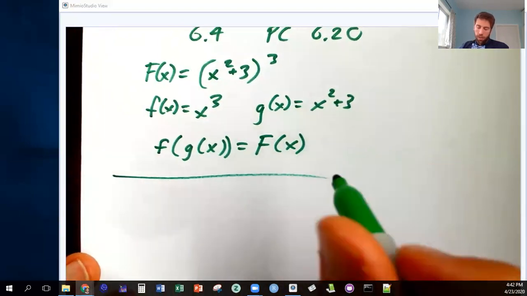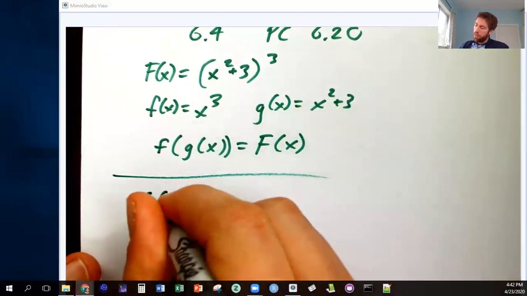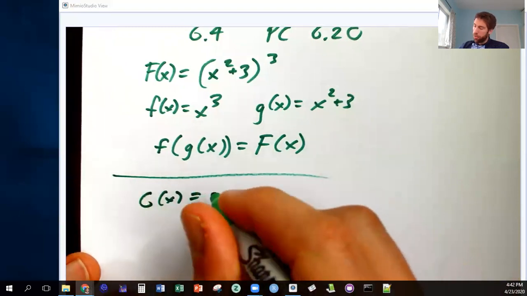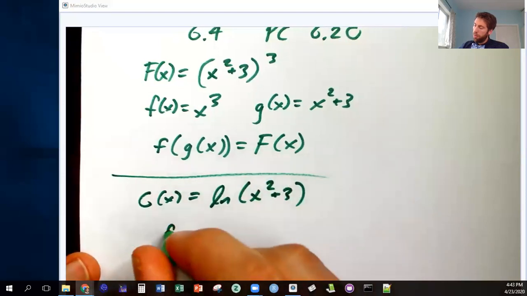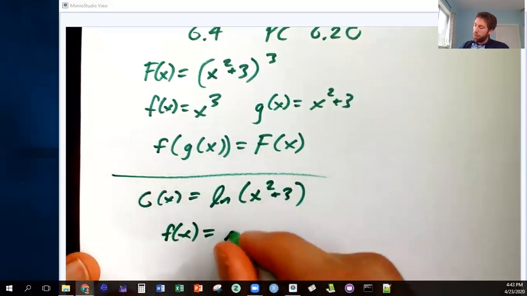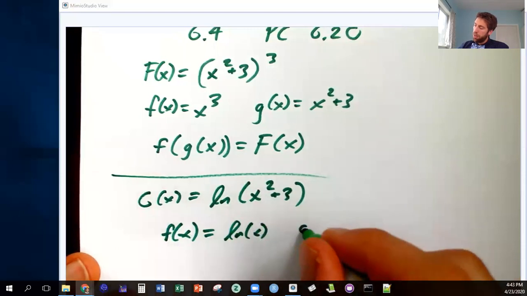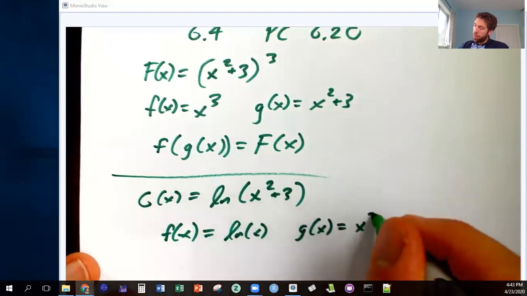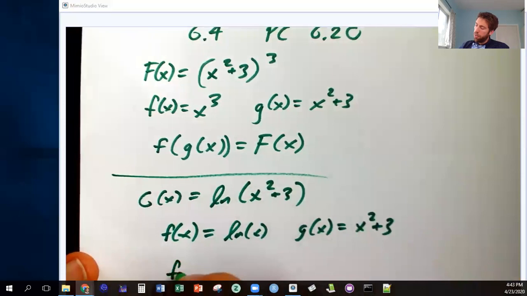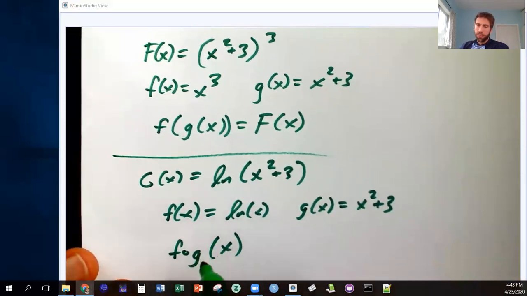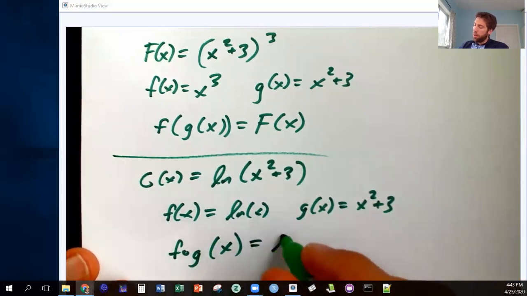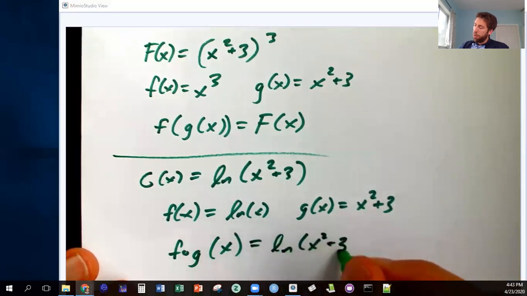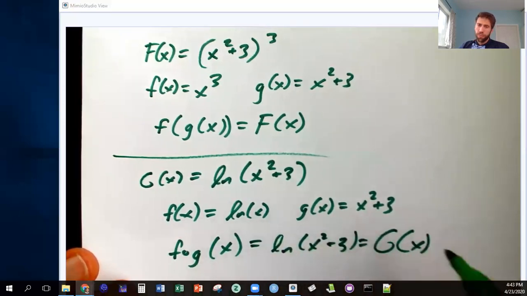What about big F of x is the natural log of x squared plus 3? Then f of x will be my outside function, the natural log of x, and g of x is going to be x squared plus 3. So then f of g of x, notice I wrote it slightly differently here, is the natural log of x squared plus 3.